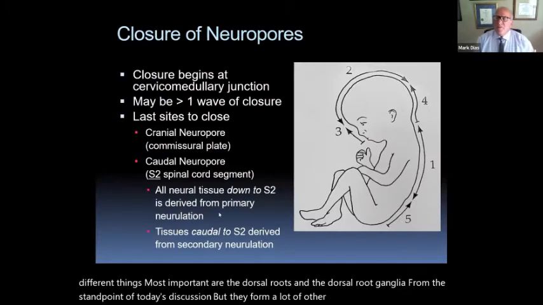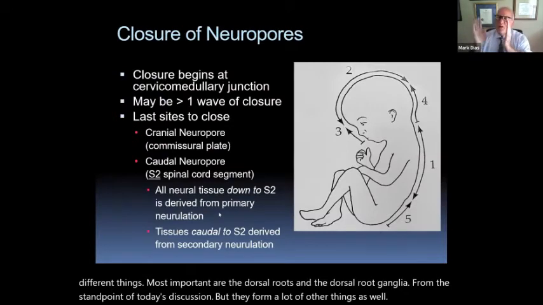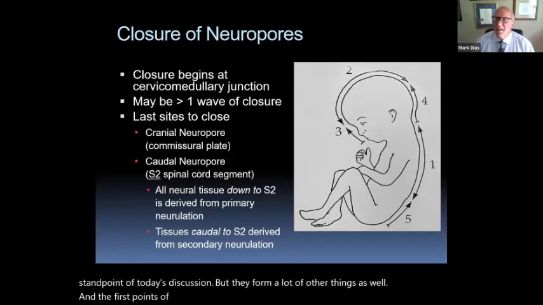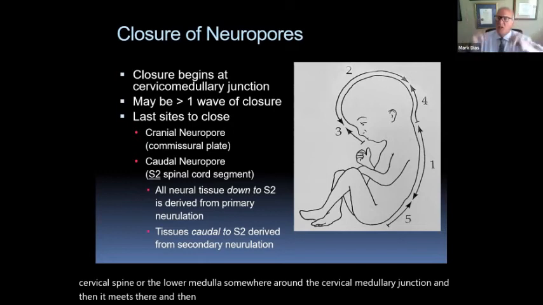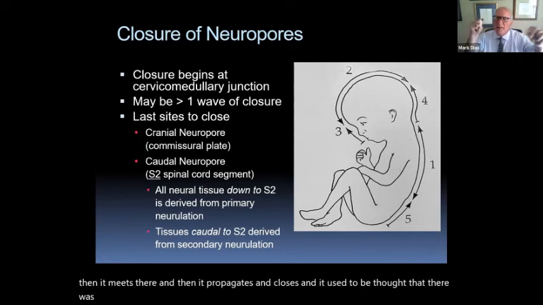And the first points of attachment where the neural folds come up and meet is typically in the cervical spine or the lower medulla, somewhere around the cervical medullary junction. And then it meets there and then it propagates and closes. And it used to be thought that there was one zipper that went up and over the top of the head and another zipper that went down the back.